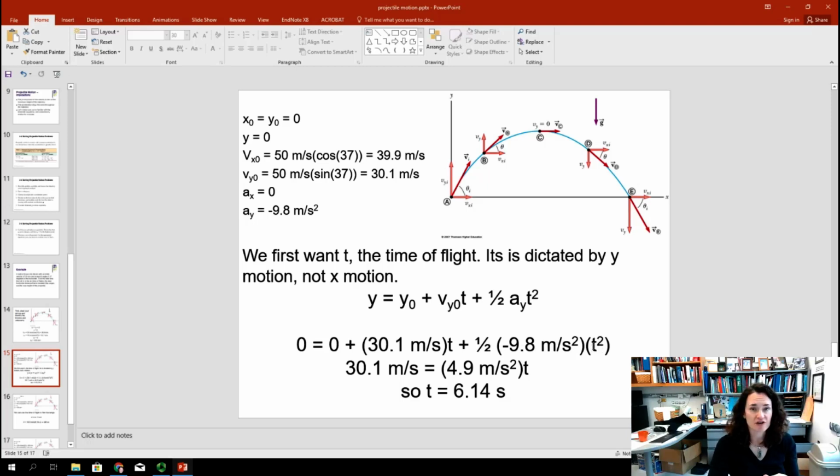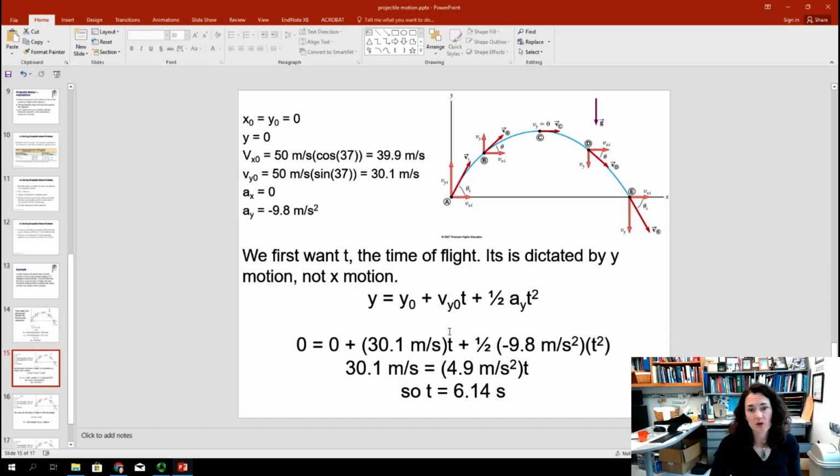In order to solve for everything, I'm going to take this 1/2 minus 9.8 times t squared over to the other side of the equation. When I do that, I have to add it to both sides. So then that cancels out, and I end up with 30.1 meters per second times t is equal to 4.9 meters per second squared times t squared. I got 4.9 when I multiplied 1/2 times 9.8. The minus sign goes away when I take it to the other side of that equal sign.